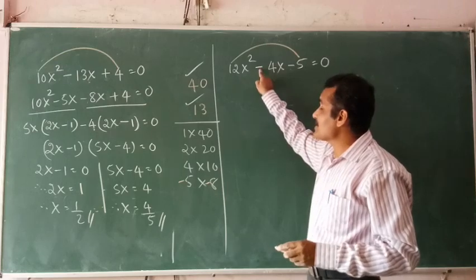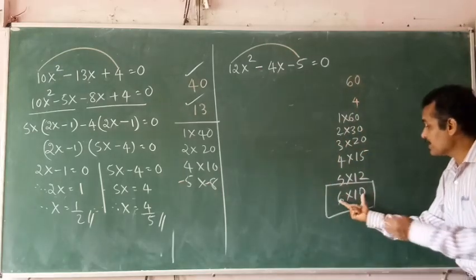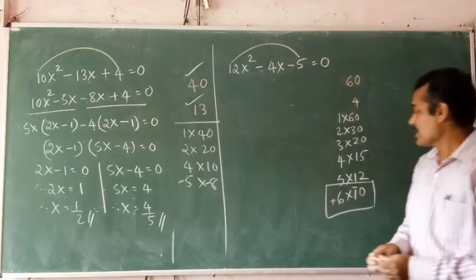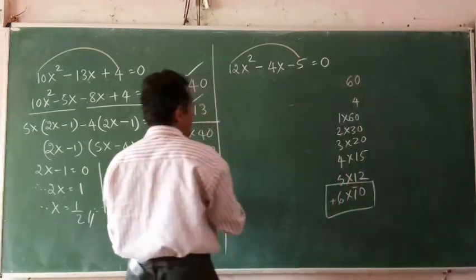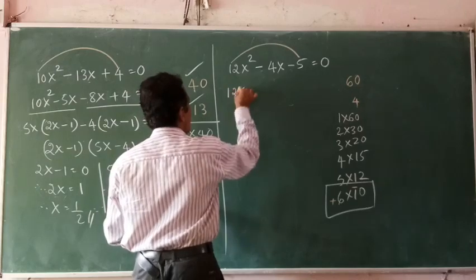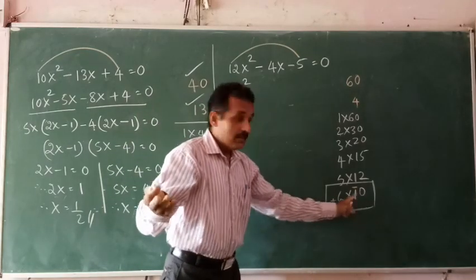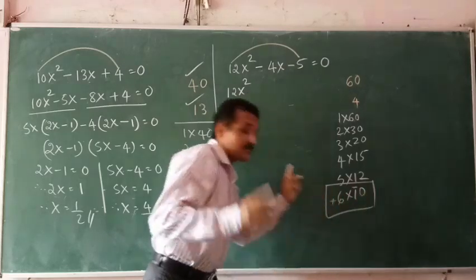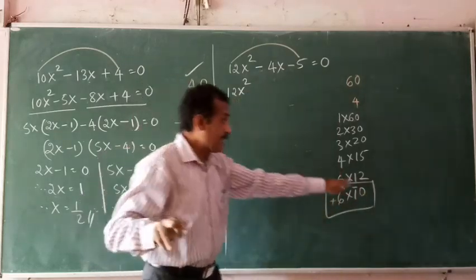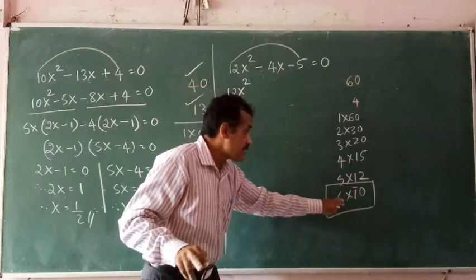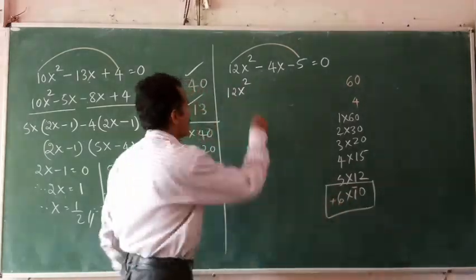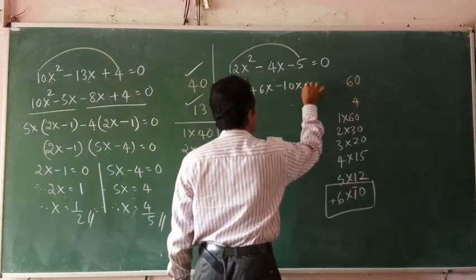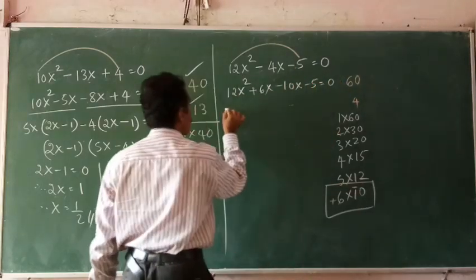When this is negative, out of these two, the bigger number should have a negative sign and the smaller should have a positive sign. You can write now 12x square, see, sign I have given plus 6 minus 10. You can take it anyway. If you are taking 10 first, with minus. If you are taking 6 first, with plus. Anyway, you can do it. Plus 6x minus 10x minus 5 is equal to 0.